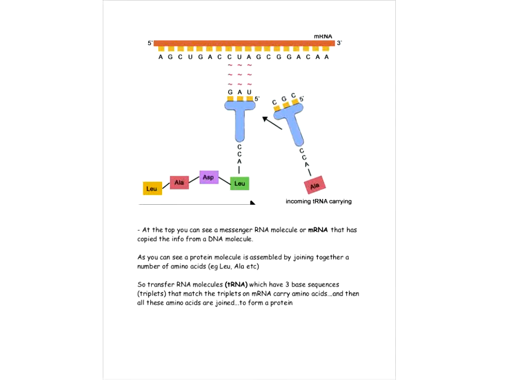So here's what it looks like. At the top you can see this RNA molecule, which is called messenger RNA. That was produced from DNA. That was copied, that's an equivalent copy from DNA. And as you can see, a protein molecule is being assembled by joining together a number of amino acids. So these are all amino acids, and when they're joined together, they're going to produce a protein.